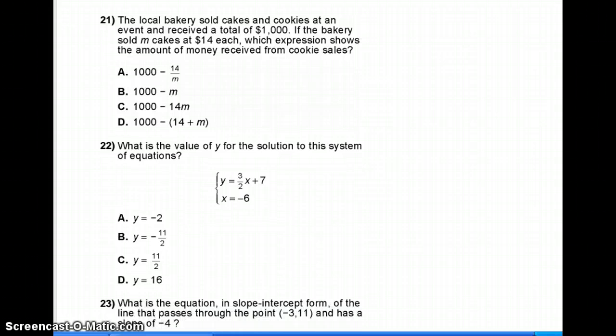Number 21, the local bakery sold cakes and cookies at an event and received a total of $1,000. If the bakery sold M cakes at $14 each, which expression shows the amount of money received from cookie sales? Number 22, what is the value of y for the solution to this system of equations?